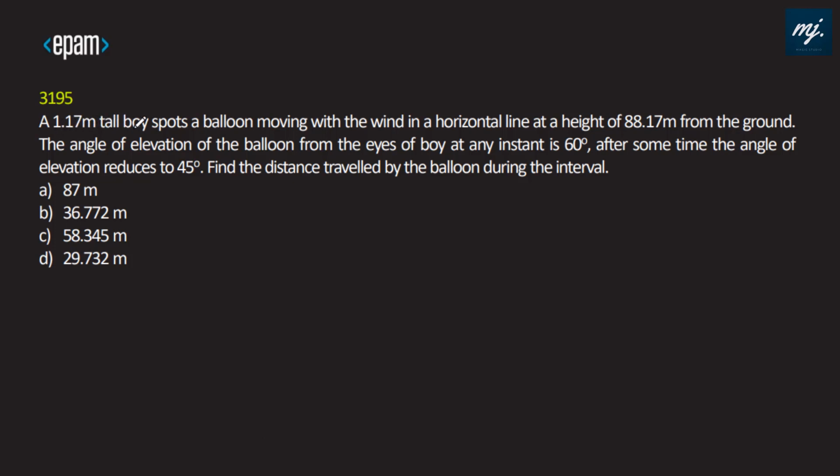A 1.17 meter tall boy spots a balloon moving with the wind in a horizontal line at a height of 88.17 meter from the ground. The boy's height is 1.17, so if I draw this line, this is also 1.17, and the height of the balloon from the ground is 88.17. 88.17 minus 1.17 is 87.